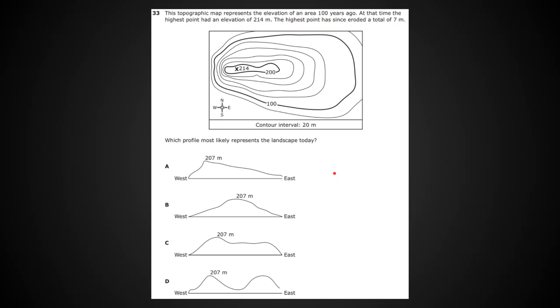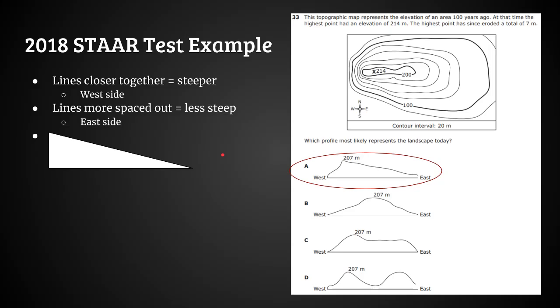So we see the question that goes along with this, and our answer would be A, because of the very steep side that's over here. It makes sort of a triangle shape.